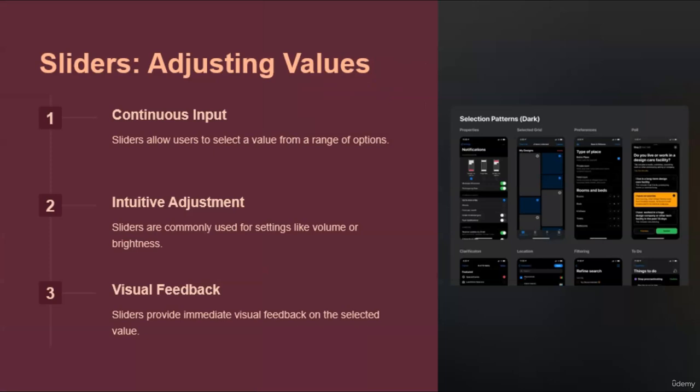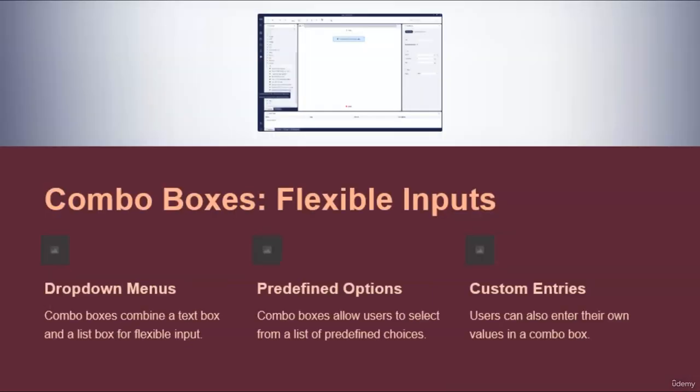Sliders are interactive widgets that allow users to select a value from a range by sliding a handle along a bar. They are commonly used for adjusting settings like volume, brightness, or any other parameter that requires a gradual input. They are often paired with labels or text boxes to show the current value or provide more control over the input. Moving on to combo boxes.